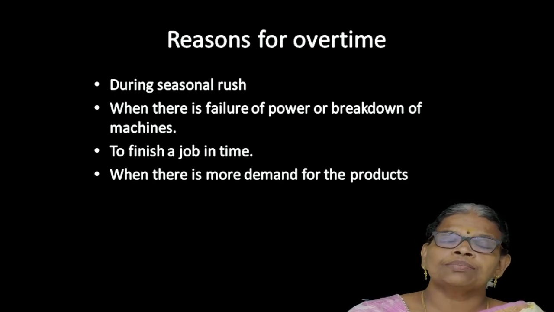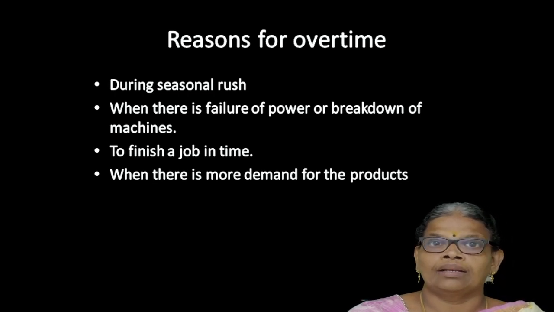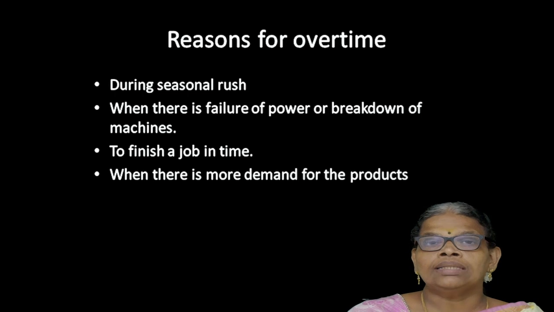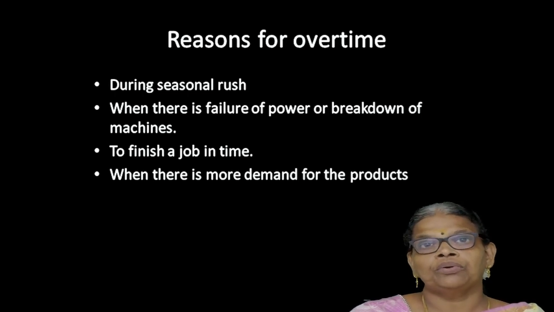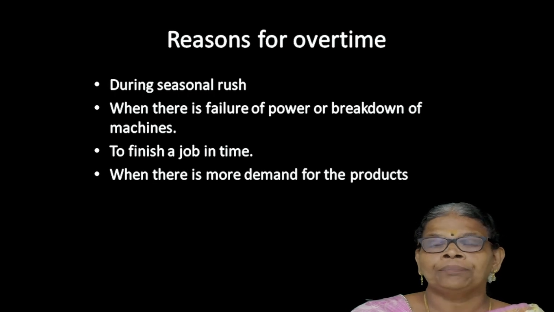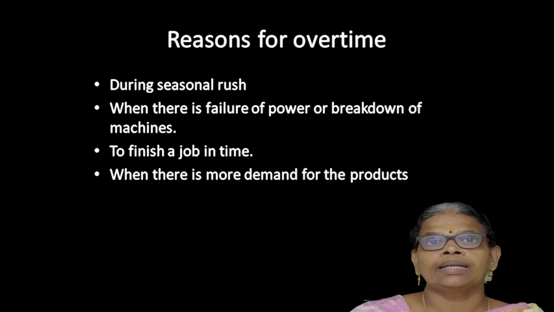Next is power failure. For example, on Saturdays there will be a shutdown from 9 to 5 p.m. and there will be no work at all. So the manufacturers compel the workers, instead of working between 9 and 5, to work from 6 p.m. in the evening to 2 o'clock the next morning. If we are working over and above normal working hours, it is called overtime.